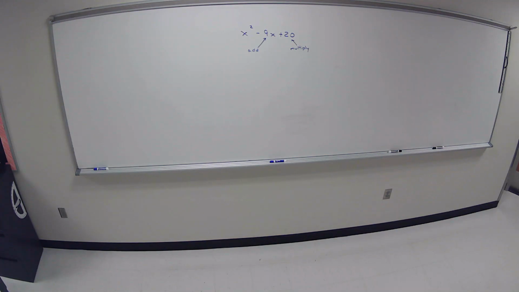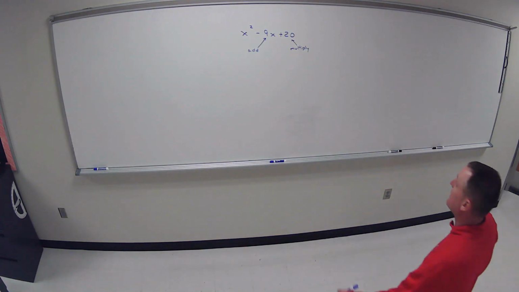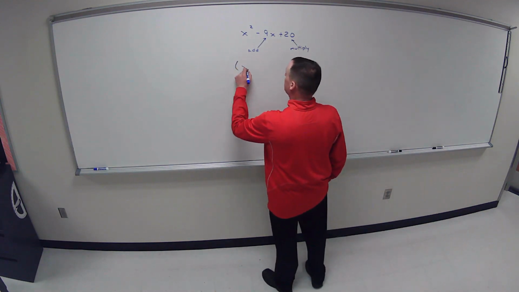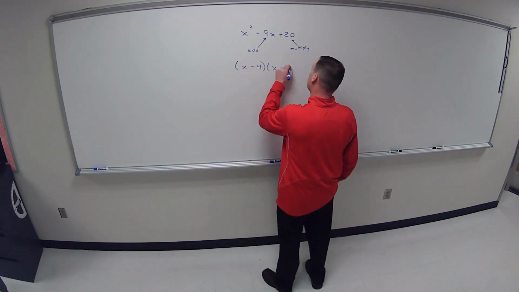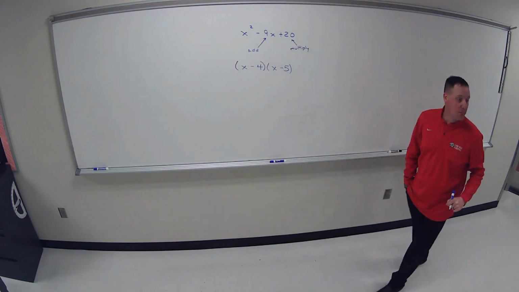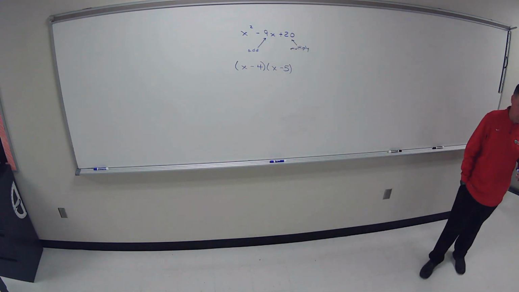Negative 4 and negative 5. So as a result, this is going to be x minus 4 and x minus 5. You had the right two numbers, the signs were incorrect though. This is what we're doing.